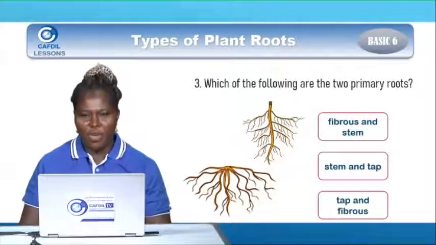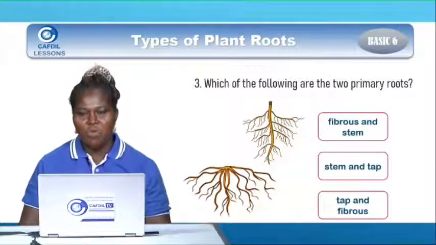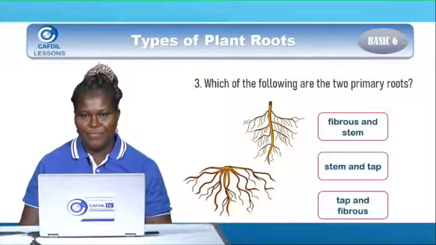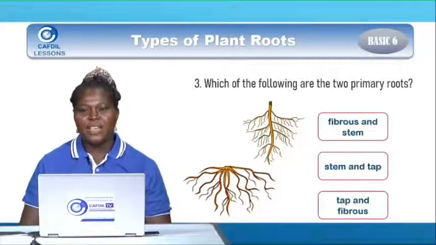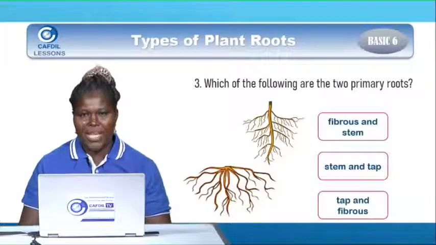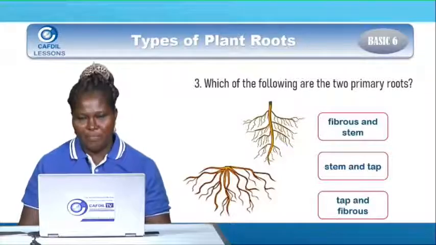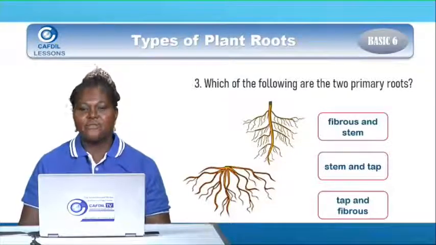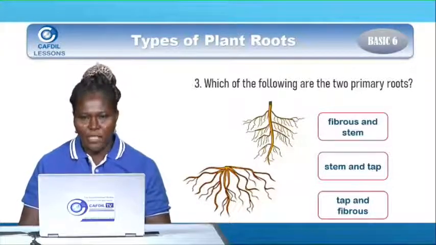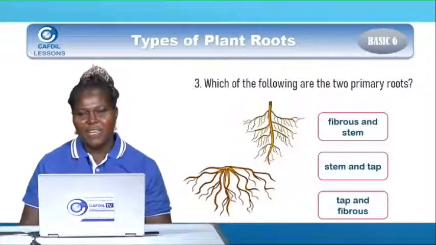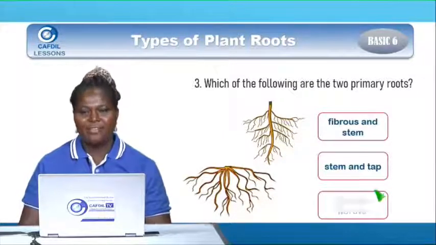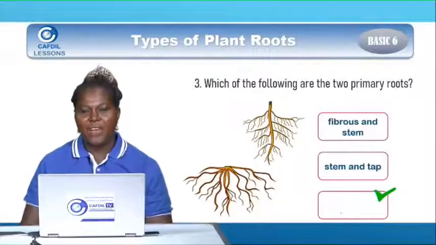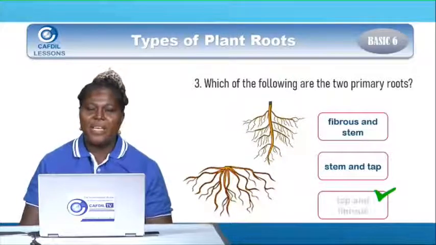Number 3. Which of the following are the two primary roots? We have the fibrous and stem. And tap and fibrous. Which of them? Yes, we have the tap and fibrous.